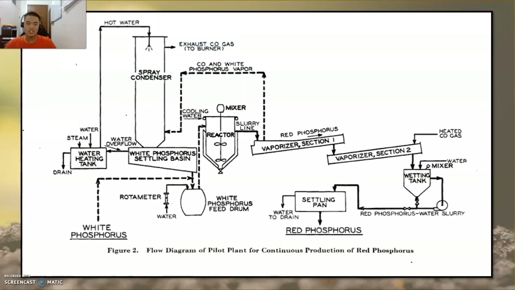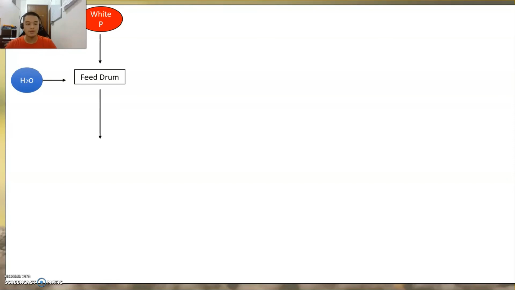But again, it's just telling a story from how we get the raw material, which in this case is not coke, apatite, or silica, but white phosphorus, and converting it into red phosphorus using certain procedures or steps. Let's start with the first step. The white phosphorus is mixed with water into a feed drum. This feed drum stream is then fed into a reactor, which also has cooling water fed into it.